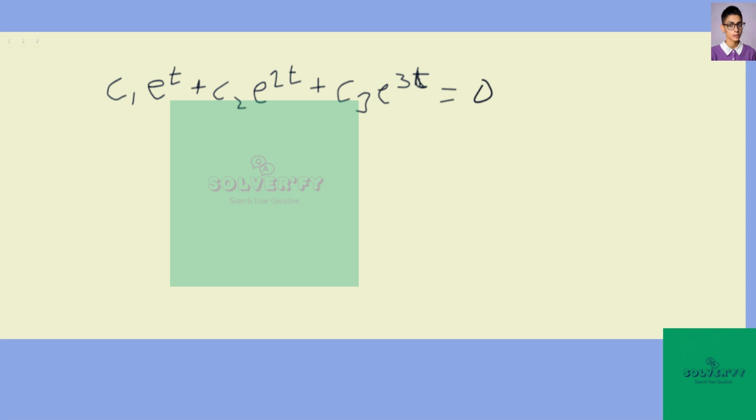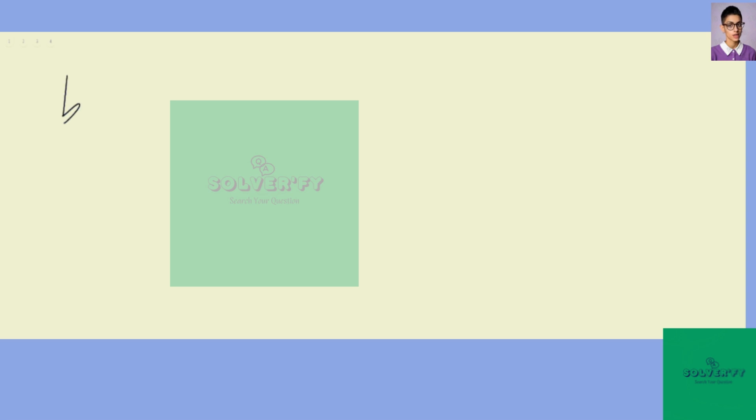And then clearly, because you can't multiply e to the t by a constant to get to an e to the 2t. Like you can't ever get from this to this. You can't get an e to the t to become an e to the 2t by multiplying it by a constant. So therefore, the only way to satisfy this equation is when C1 is equal to C2 is equal to C3, are all equal to 0. So therefore, it's a set of linearly independent functions, which are all solutions. So therefore, it's a fundamental solution set.